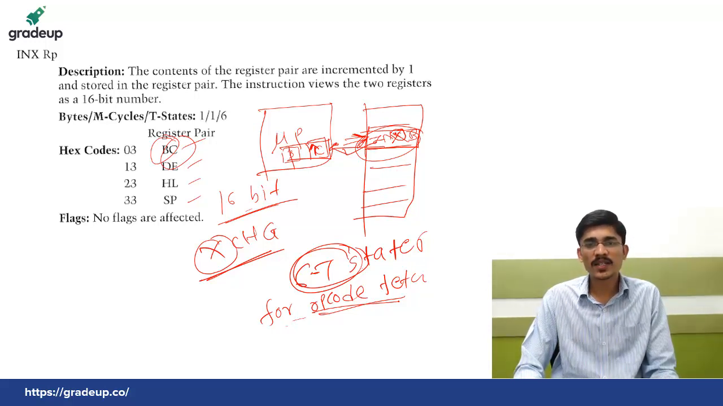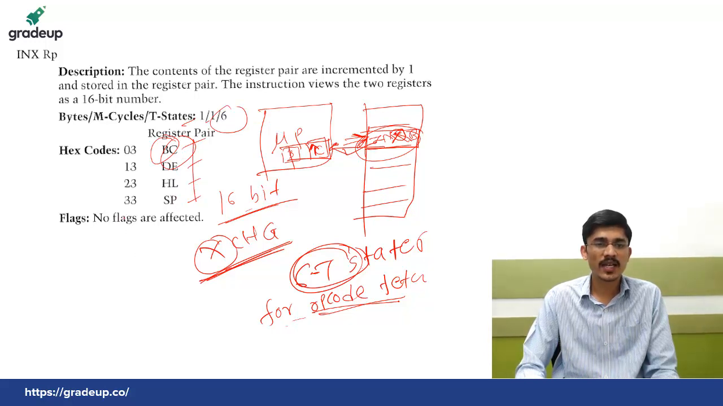So remember that whenever X is there, except this instruction, it will have 6 states for its operation. The contents of the register pair are incremented by 1, and it is a 1 byte instruction. It requires only one machine cycle, which is opcode fetch, and it requires 6 states. These are the valid register pairs, and no flags are affected.